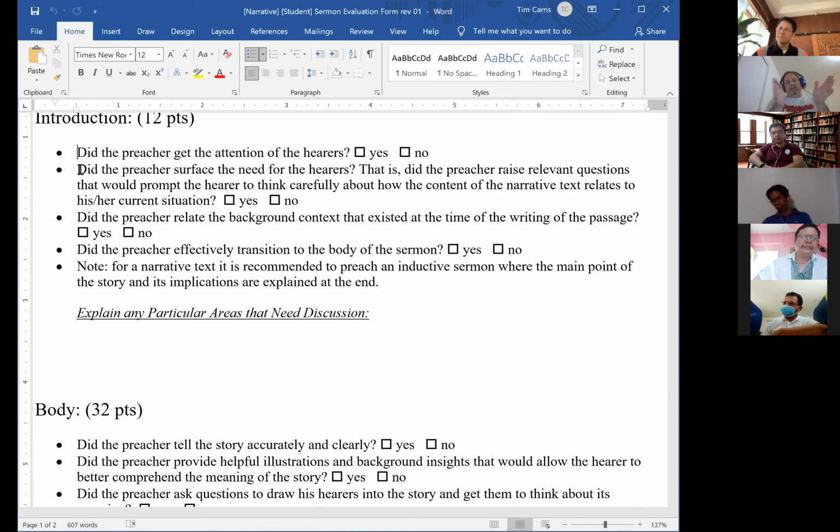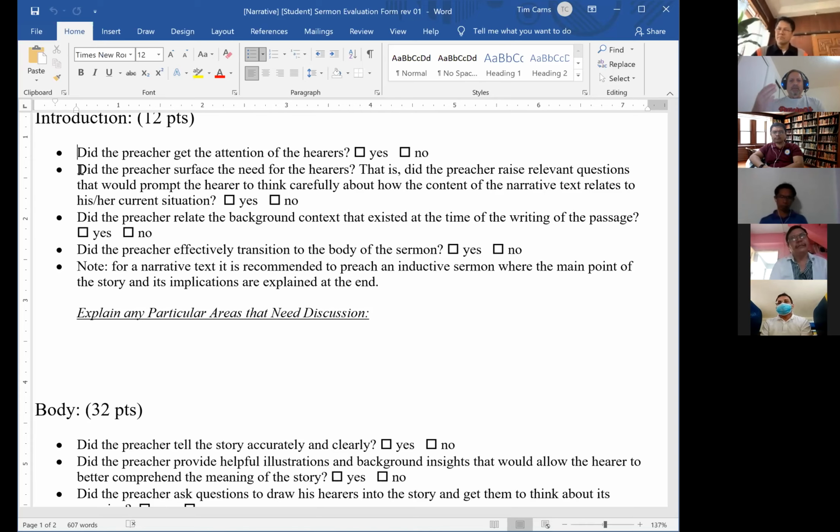Not only are we to get the attention, but then we need to surface a need. We need to identify something in your hearer's life, whether it's a specific issue or problem, a general condition, or of course, these days, COVID is so dominant. Many people are relating their passages to addressing these issues with COVID, and that's perfectly fine. That's a need, an issue that faces everybody right now.